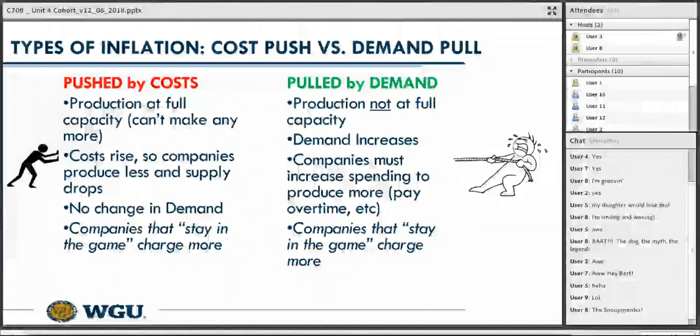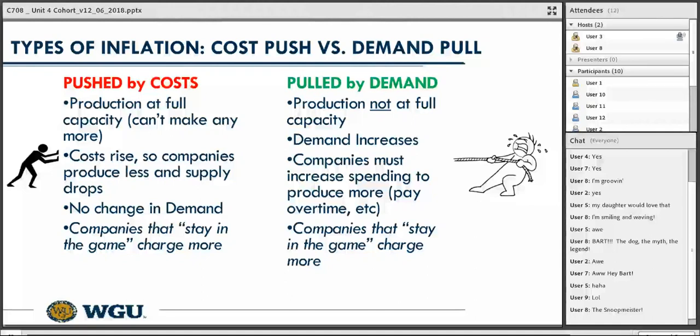That's just me. But in this case, production's actually not at full capacity. However, we see a sudden and dramatic increase in demand. Companies all of a sudden say, wow, holy mackerel, we're getting a bunch more orders. We need to increase spending to be able to produce more. We've got to pay overtime. We've got to run extra shifts, maybe put people on the weekends. Well, if it's going to cost them more money, then they're going to pass that along to the consumer.